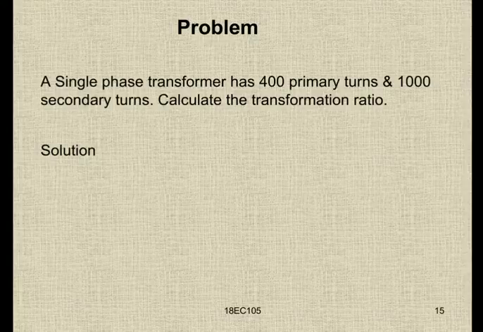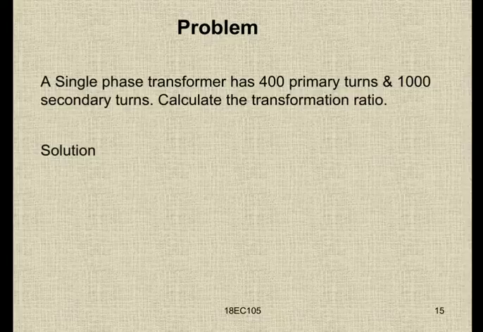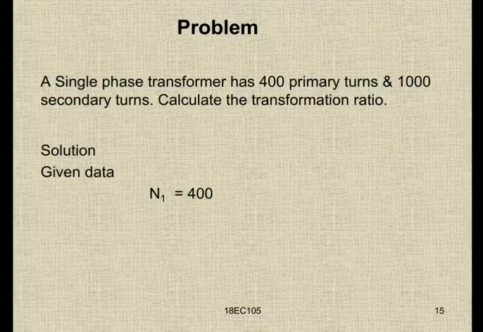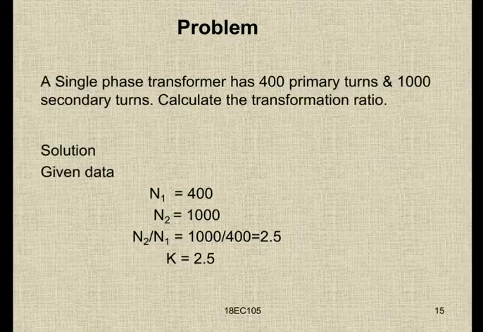Similarly, another problem. A single phase transformer has 400 primary turns and 1000 turns in the secondary. Now calculate the transformation ratio of the transformer. Solution. The given data is N1 is 400, then N2 is 1000. So N2 by N1 is equal to 1000 by 400. So the transformation ratio of the transformer is 2.5.